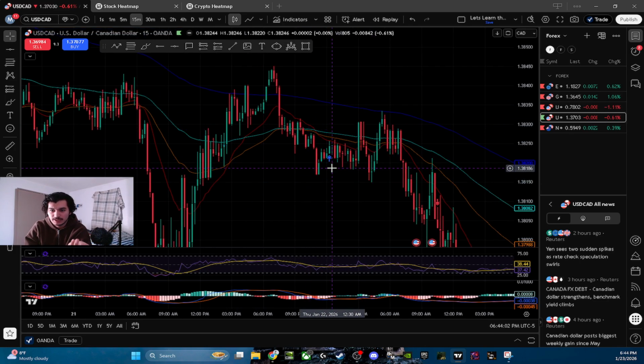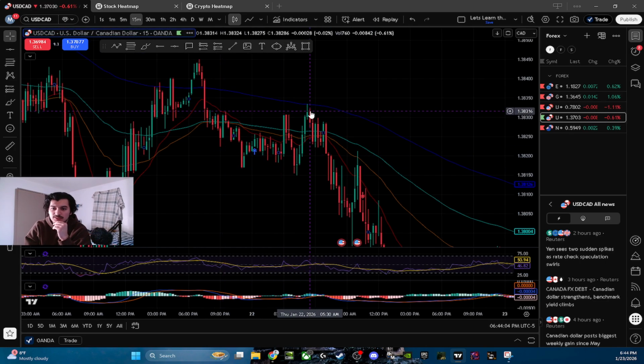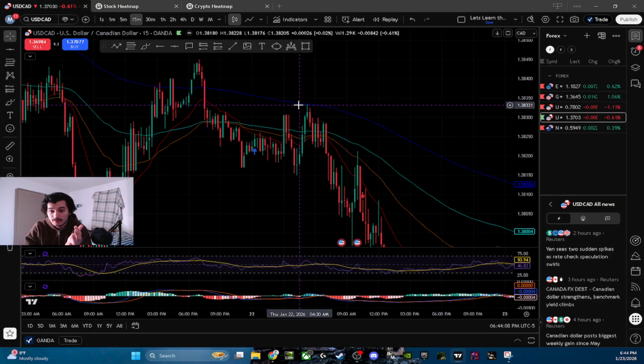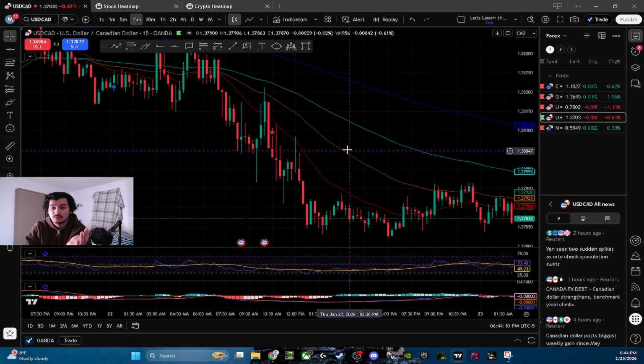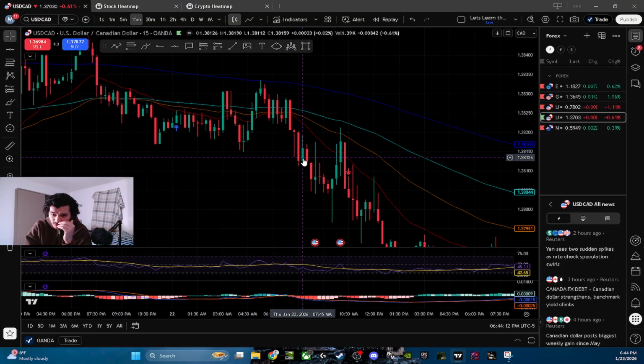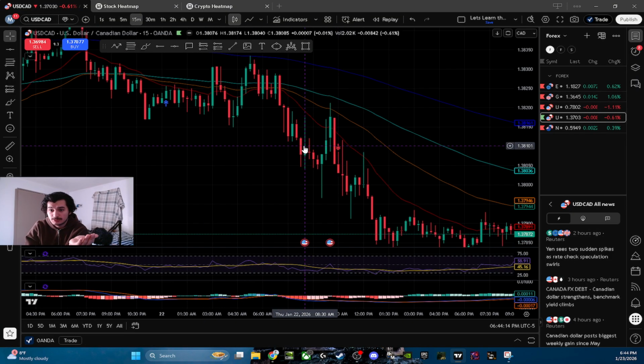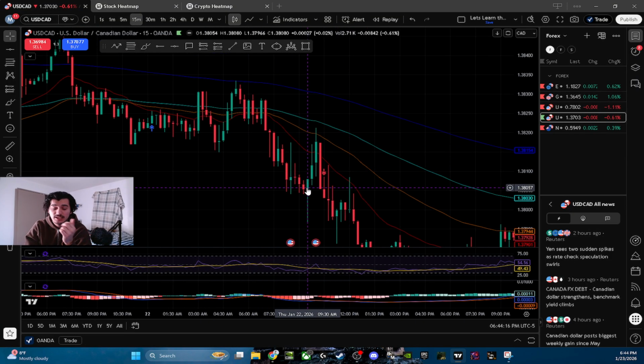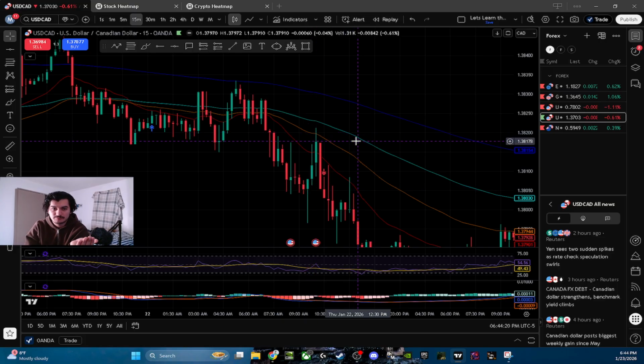My dumbass buys for some reason. Oh my gosh, look at this. It rejects off the 200 EMA on the 15 minute. Price continues down. Oh my gosh, look at this. Continues, and then we have a little correction. Oh my gosh, look at that. It rejects off the 50 EMA.